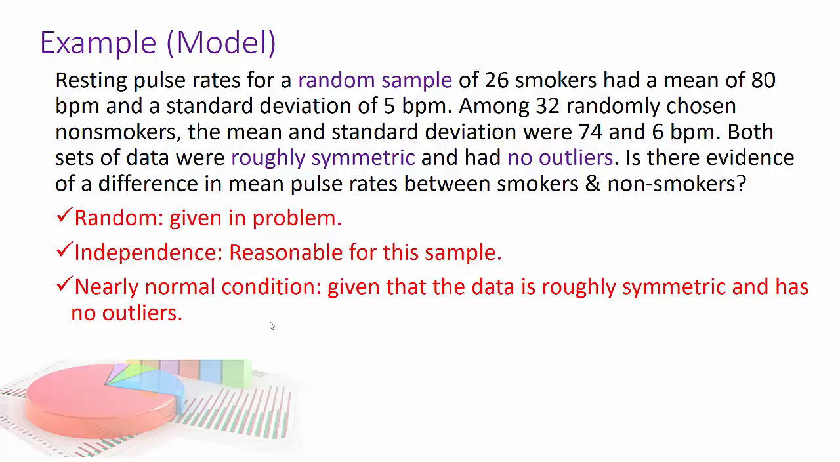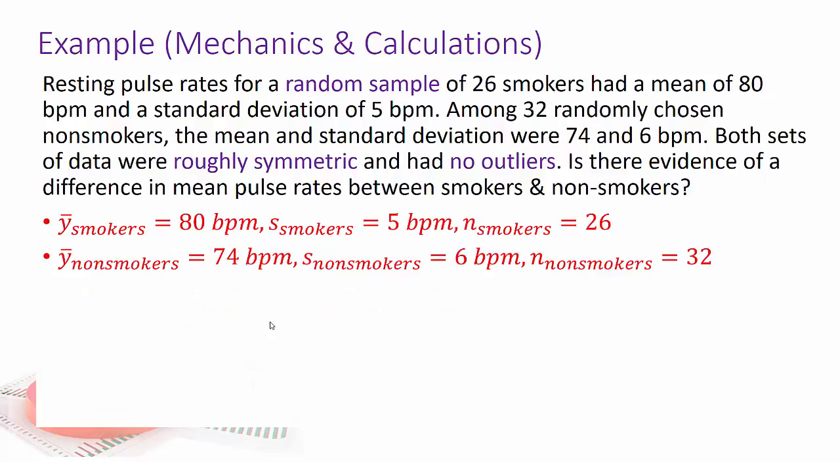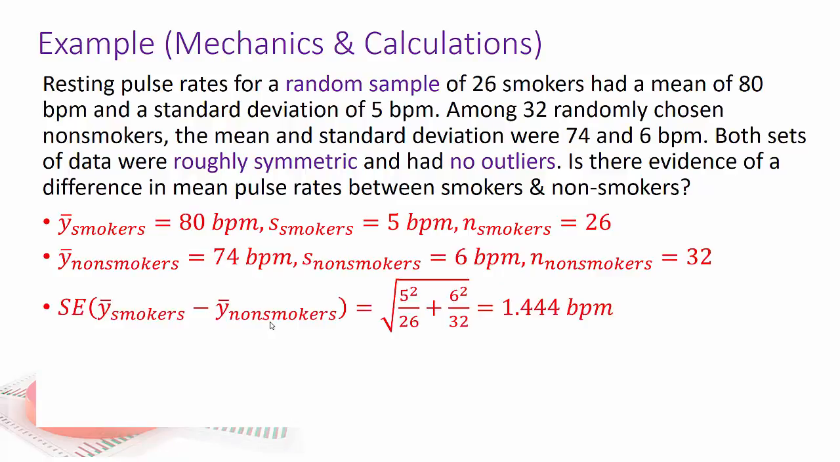Random is given. Independence is pretty reasonable for this sample. For the nearly normal condition, they told us that the data is roughly symmetric and there are no outliers, so we meet those conditions. Let's go ahead and do the mechanics. We still have the same numbers as before, and we still calculate the standard error as we did before. Now, instead of getting a t-value from a table, I'm calculating the test statistic from the formula. 80 minus 74, so that's 6, minus 0, divided by 1.44 is 4.15.